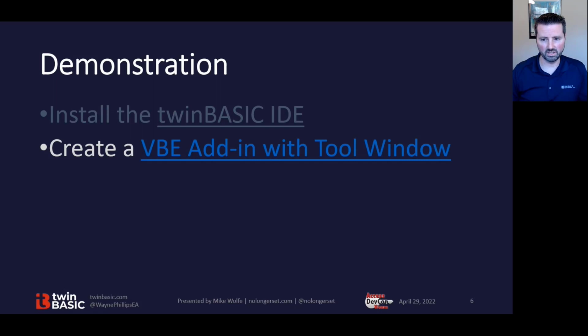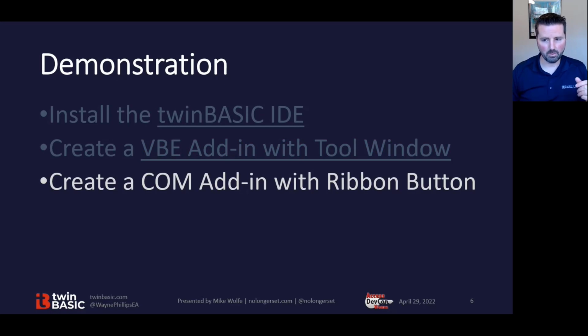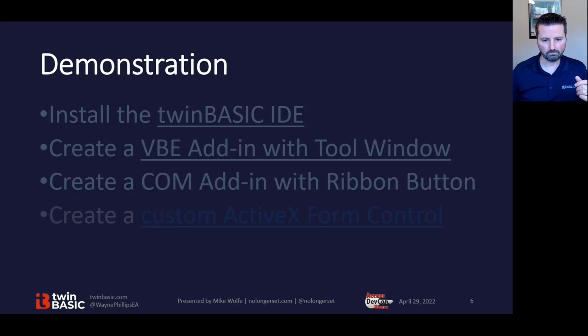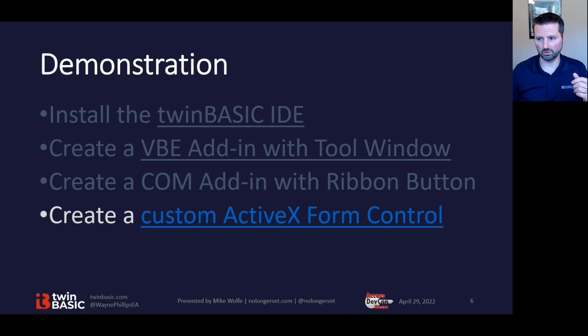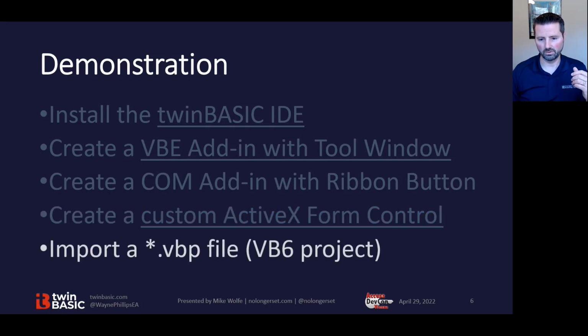So we created a VBE add-in with tool window, and again, I've got an article about how to do that with more details. Created a COM add-in with the ribbon button. Created a custom ActiveX form control, and then we imported a Visual Basic VB6 project. We did all of that. So we did 4 different things: live demos, live code, which I was more than a little nervous about doing, but we got through it and did it in maybe 20-25 minutes.